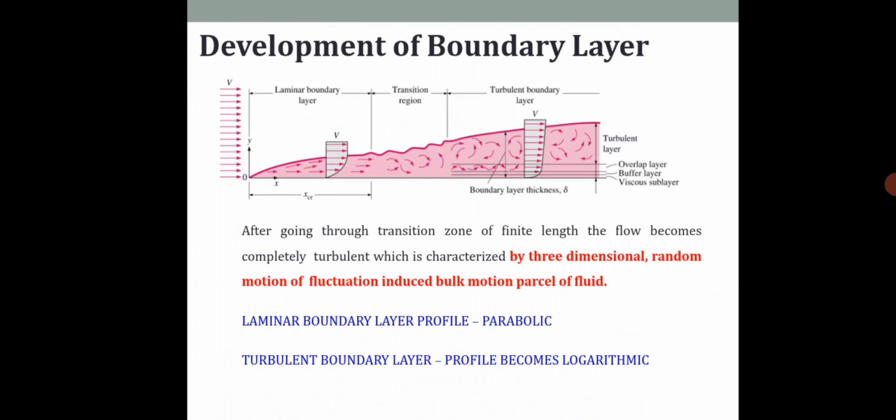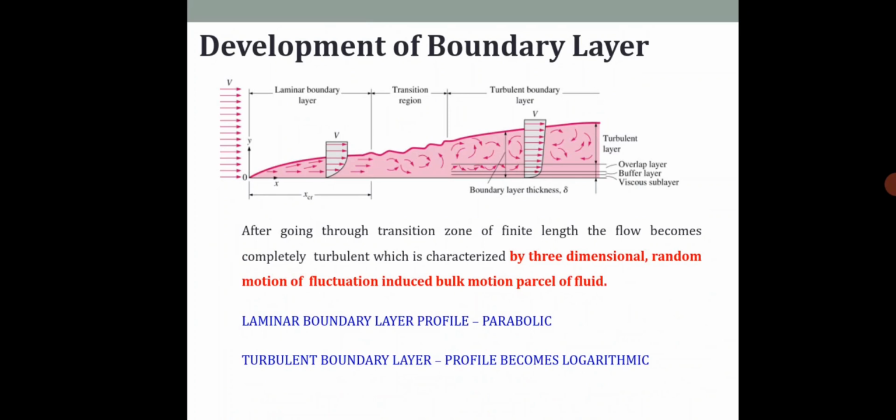Please see the diagram. The first one is a laminar boundary layer, the second one is a transition region, and the third one is your turbulent boundary layer. You can see the turbulent layer and the overlap layer. You can see the buffer layer and the viscous sublayer. We do have many.